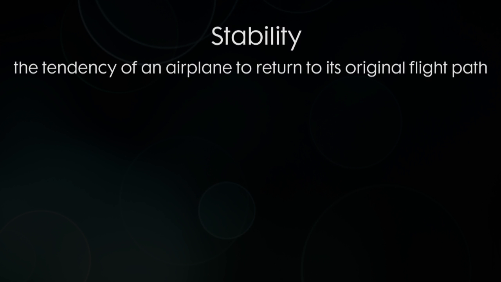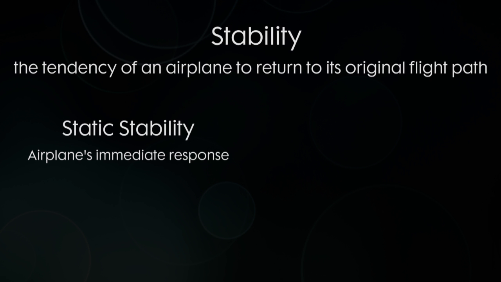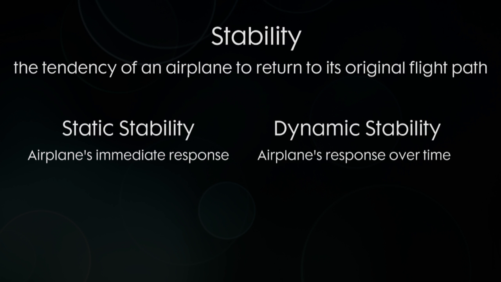When we talk about stability, it refers to the tendency of the airplane to return to its original flight path if it was disturbed by a gust of wind or by pilot input or something like that. So there's 2 different types of stability. There's static, which is the immediate tendency of the airplane to do something, and there's dynamic, or the tendency of the airplane to do that thing over time. And there's either positive, neutral, or negative stability.